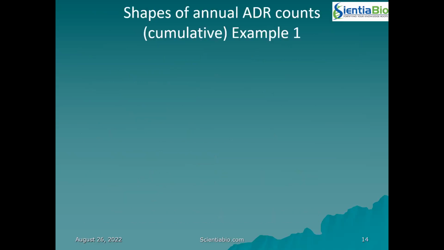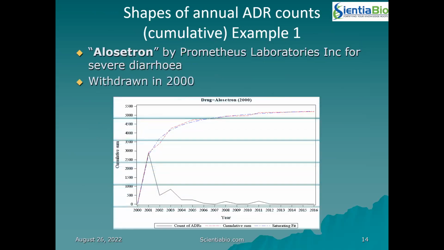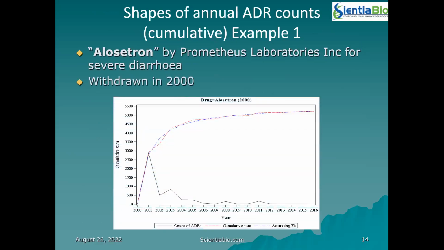Okay. So example 1, this is the drug Cetron by Prometheus Laboratories, and this is for diarrhea, anti-diarrheal. And let us see what it looks like. It was withdrawn in 2000. Okay. So here is the picture. On x-axis, you have the year, and on y-axis, total number of adverse reports. And see, it is after 2000 only, not the earlier ones. So one expects that it should decline.